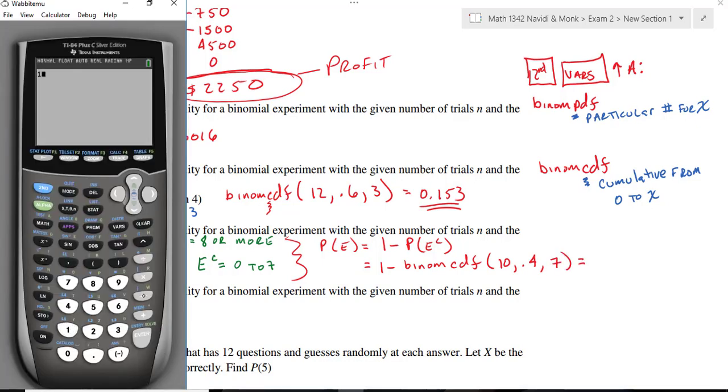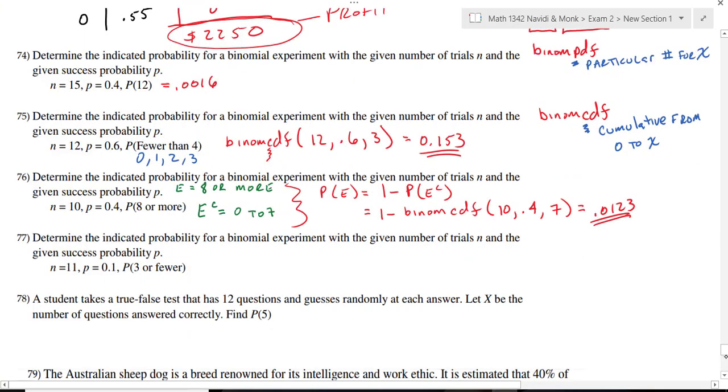So that would be 1 minus second, vars, go up to letter B. I have 10 trials. The probability of success is 0.4. And now I want my x value to be 7. And I get 0.0123.